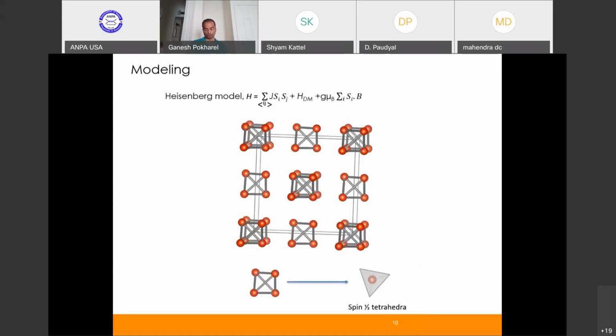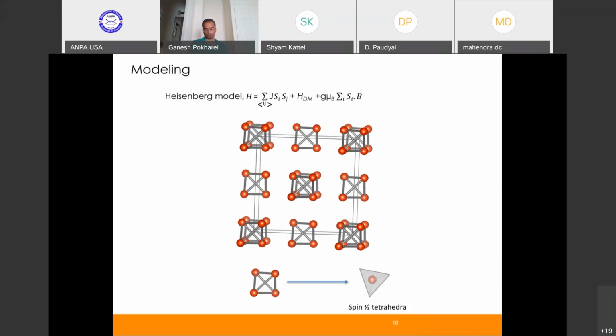Once you have the data, now we need to visualize the data. For visualization, we need a model. For the model, I used a simple Heisenberg spin Hamiltonian with the DM interaction and g-tensor. First, I didn't consider the DM interactions, but without adding DM interactions, I couldn't reproduce the sloping feature of the spin wave along the 110 direction. So DM interaction is mandatory at the temperature of 2 Kelvin.